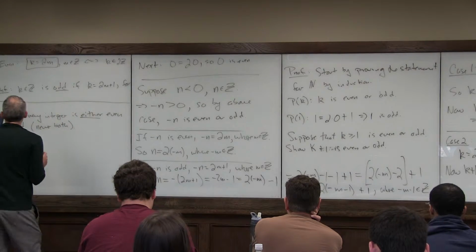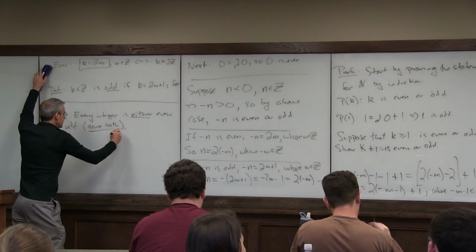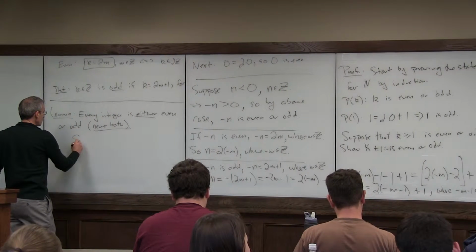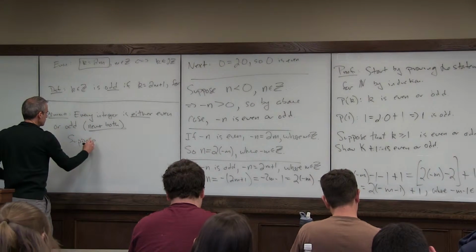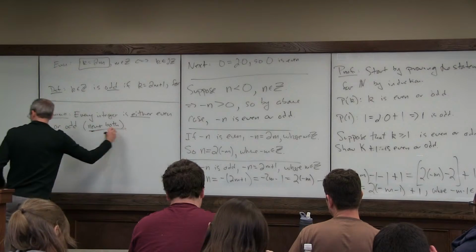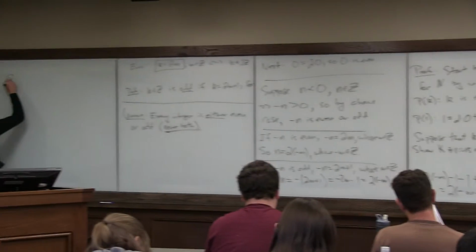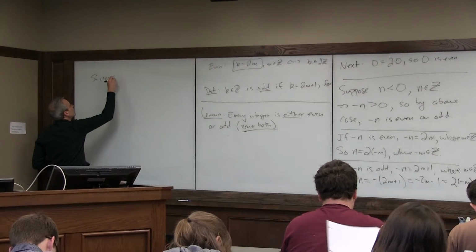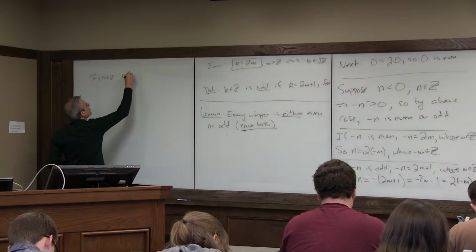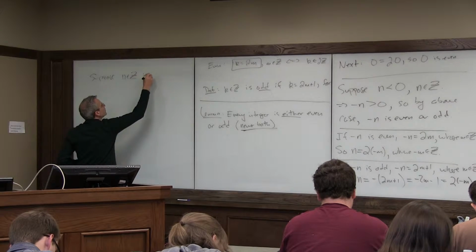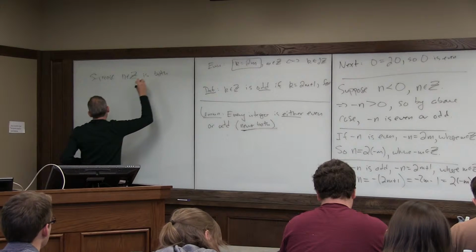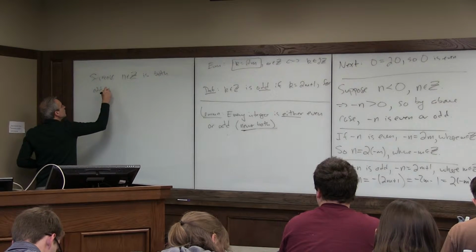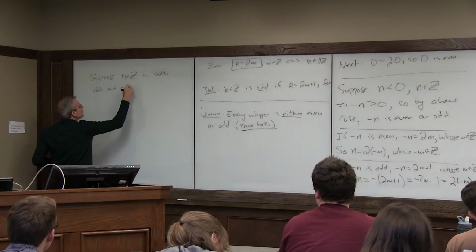We got one last thing to do, and that's the never both. Okay, so let's do proof by contradiction. Let's do the never both part, right? So suppose n, an element of Z, is both odd and even.